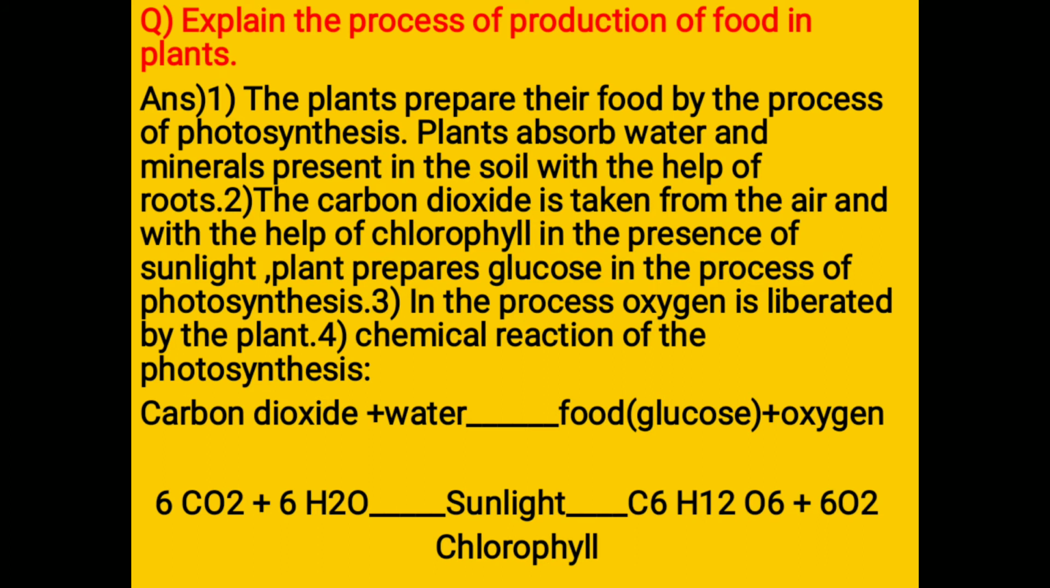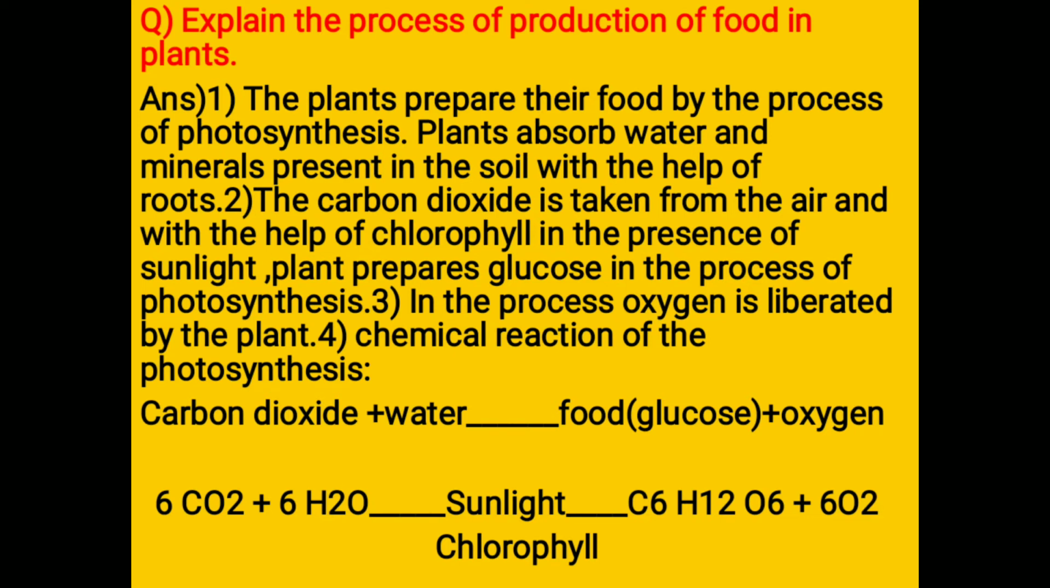Explain the process of production of food in plants. Answer in points. Point number 1, the plants prepare their food by the process of photosynthesis. Plants absorb water and minerals present in the soil with the help of roots. Number 2, the carbon dioxide is taken from the air and with the help of chlorophyll in the presence of sunlight, plants prepare glucose in the process of photosynthesis. Point number 3, in the process, oxygen is liberated by the plant.